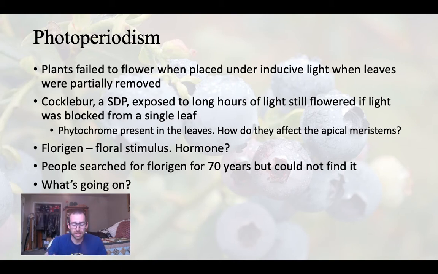And what this suggested is that there is something happening in the leaves that is then translocating to the apical meristems to then cause flowering to occur from the apical meristems, right? They have that switch from vegetative to reproductive. But they didn't know what it was, and they thought it might be a hormone, and they called it florigen. And people searched for this hormone for 70 years. They could never find it.